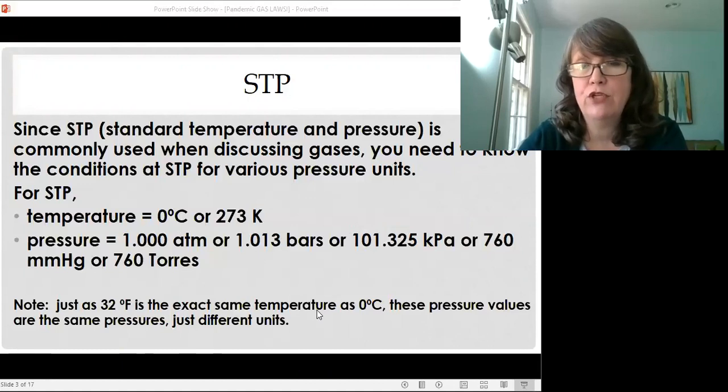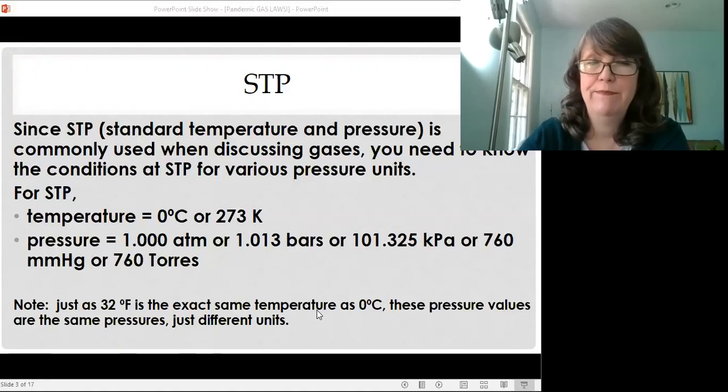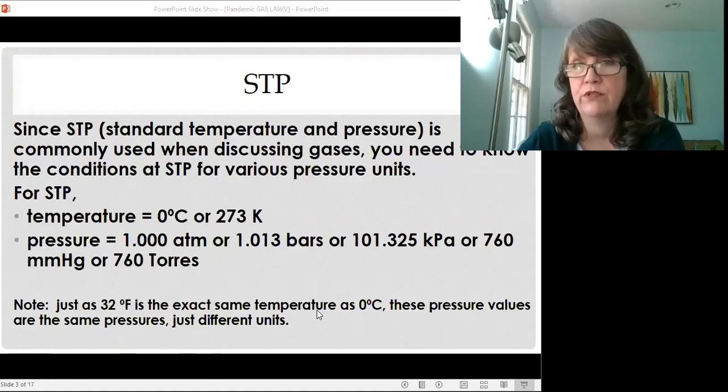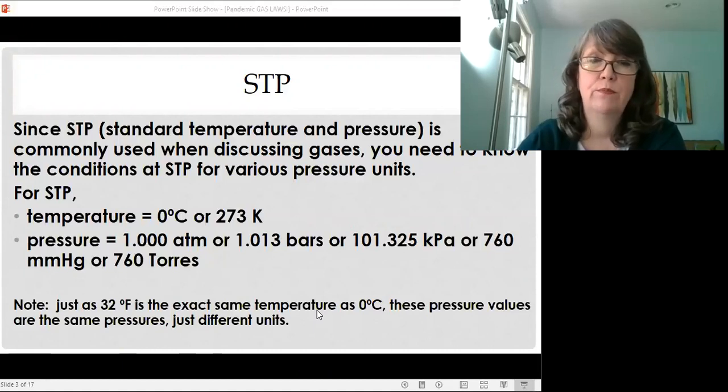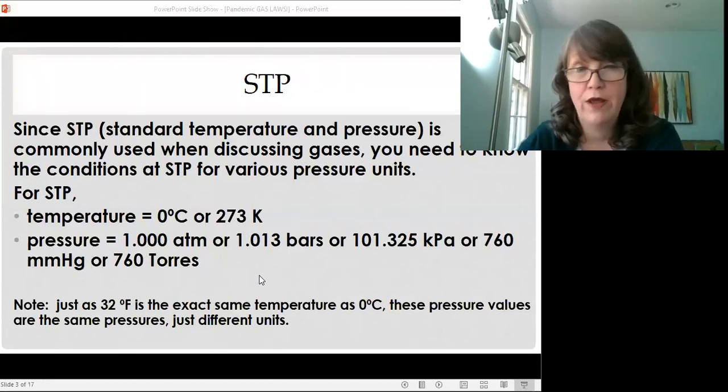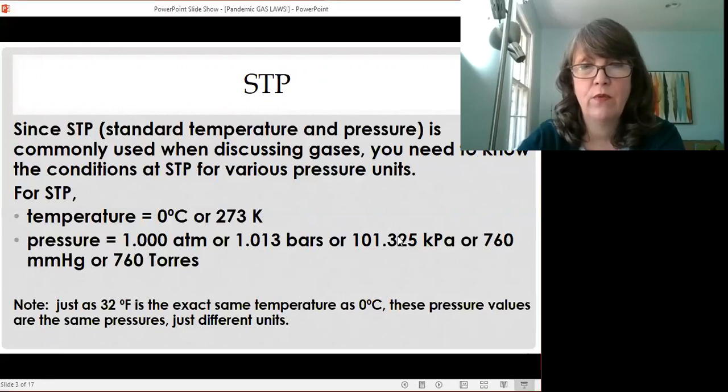Just to recap, we do use the abbreviation STP frequently in these problems. STP just means that one of your set of conditions is standard temperature and pressure. Standard temperature is 0 degrees Celsius or 273 Kelvin. And standard pressure, you can see there are several mentioned in this PowerPoint: 1 atmosphere, 101.325 kilopascals. Those two are the ones that we use the most frequently.